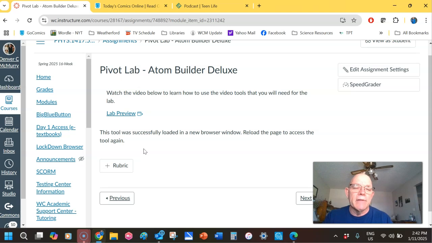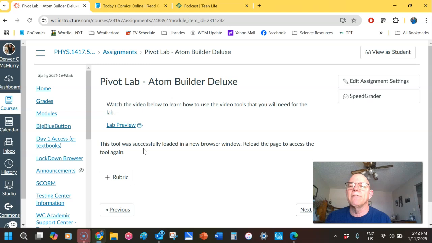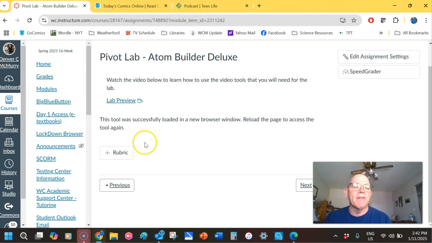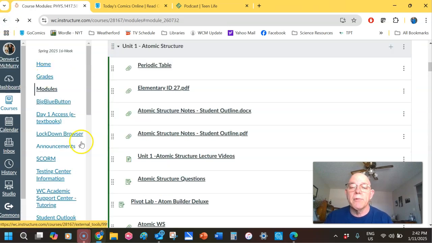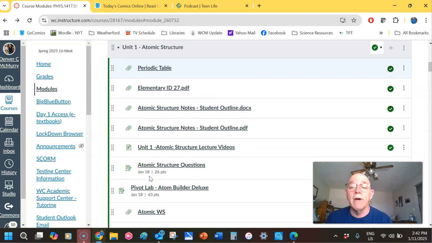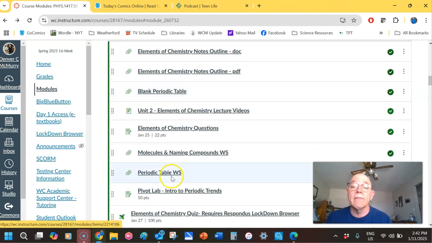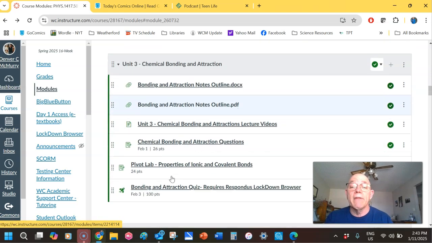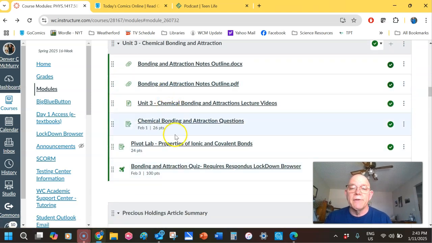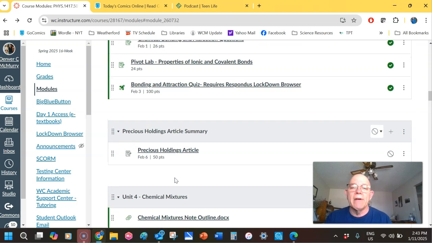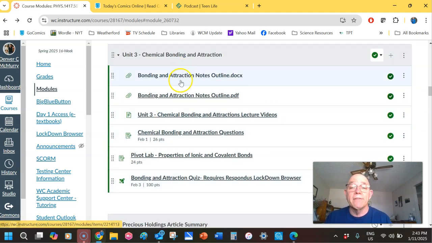I wouldn't leave the pivot lab till Saturday night if I were you, because that way if there are any issues, you have time to get them fixed or get on top of it. All right. So that's the pivot labs, and there will be a pivot lab each week pretty much. And then like I said, there will be a quiz for each one. Chapter 2, same kind of thing. You see as they get down here, they tend to start thinning out where they don't have all the extra things as much.